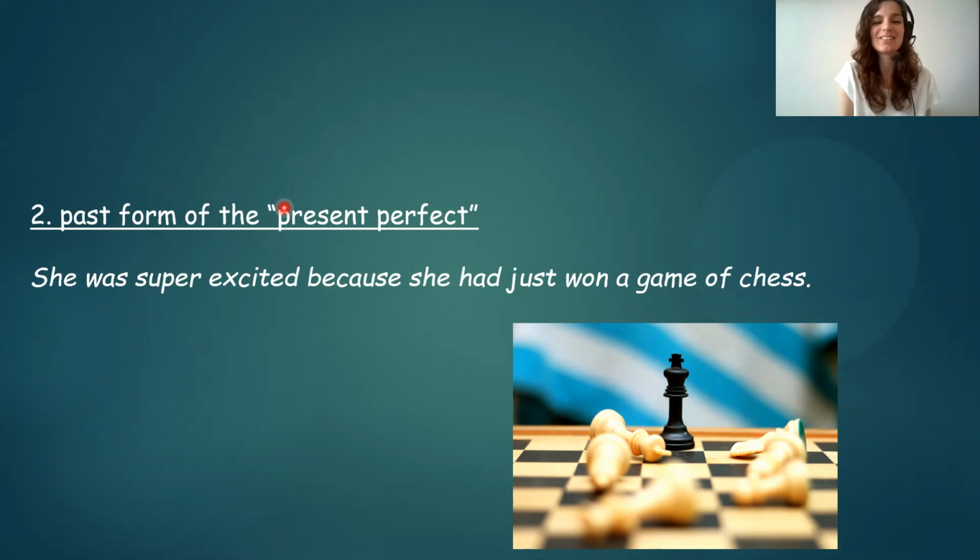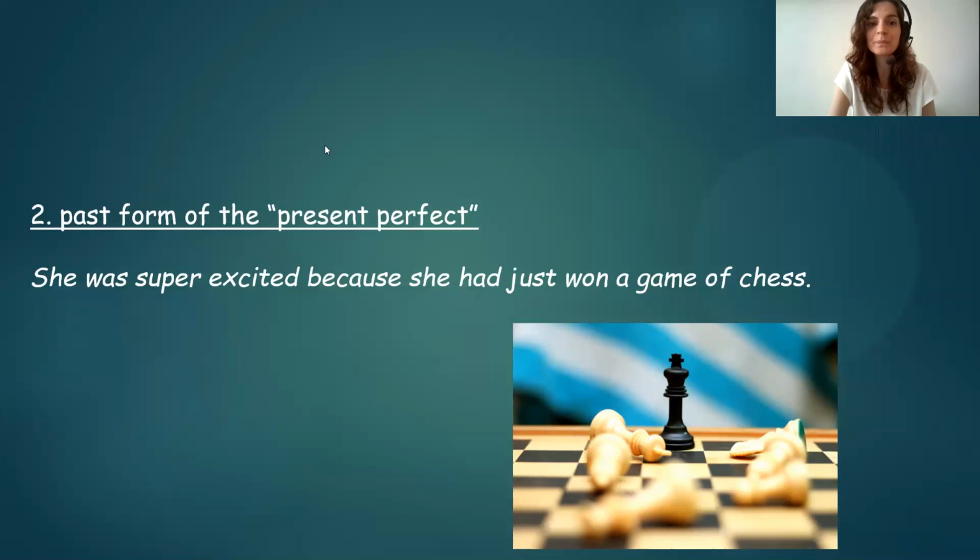So anyways, we know that we use the present perfect tense when we want to express things that have just happened a short time ago, right? The same applies in the past. So, for example, you can say, oh, she was super excited because she had just won a game of chess. So you want to express that she had just won it. It means she had just won it a short time before that, right? A short time ago, but in the past context. So this is when we would also use the past perfect tense.